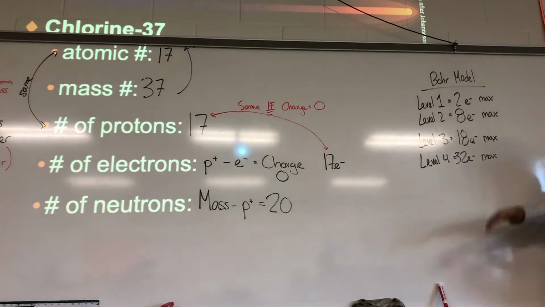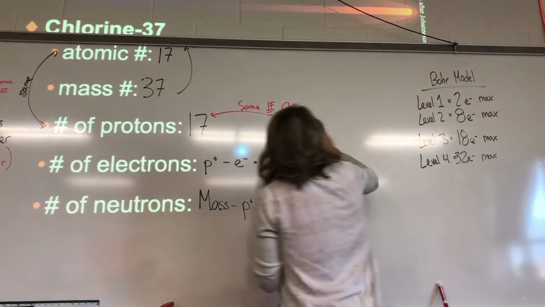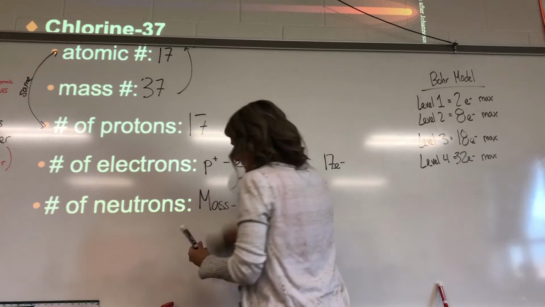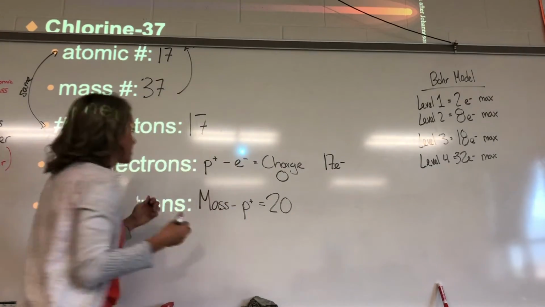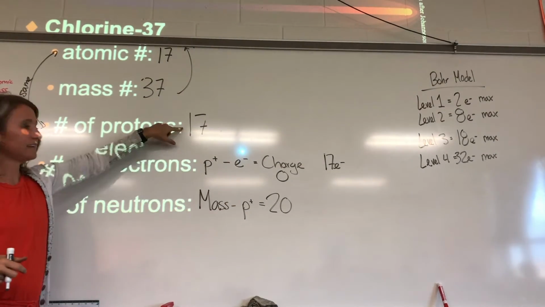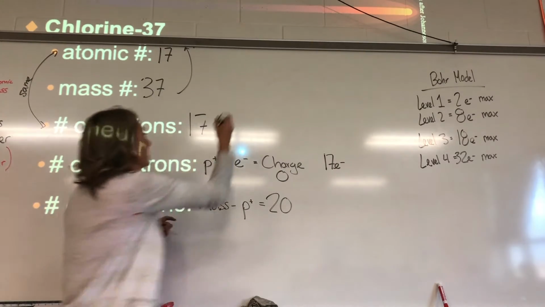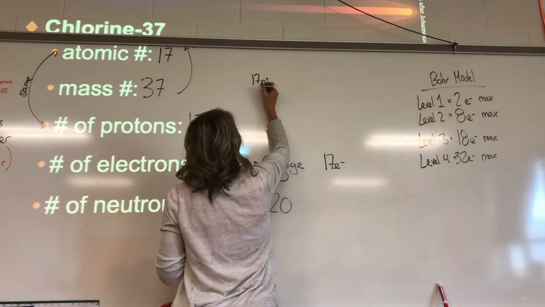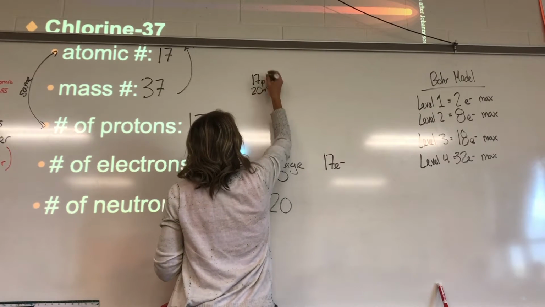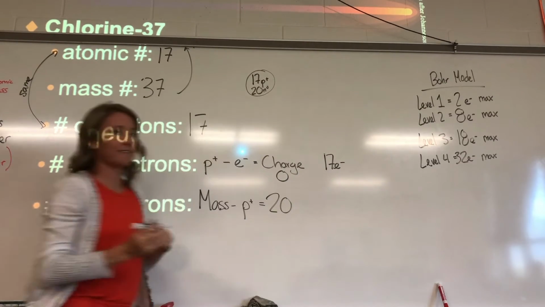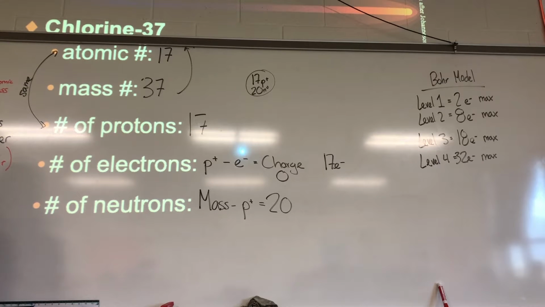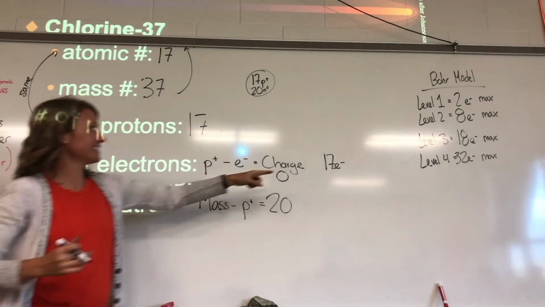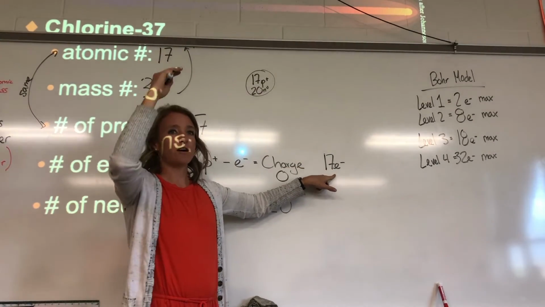So now when we draw a picture of this, I'll draw it right here. The first thing we do is draw the nucleus. For the nucleus, all we're going to do is list how many protons and neutrons there are. So we'll put 17 protons and what do I got? 20 neutrons. Draw a circle around it. There's your nucleus. Now we need to place 17 electrons on the rings.